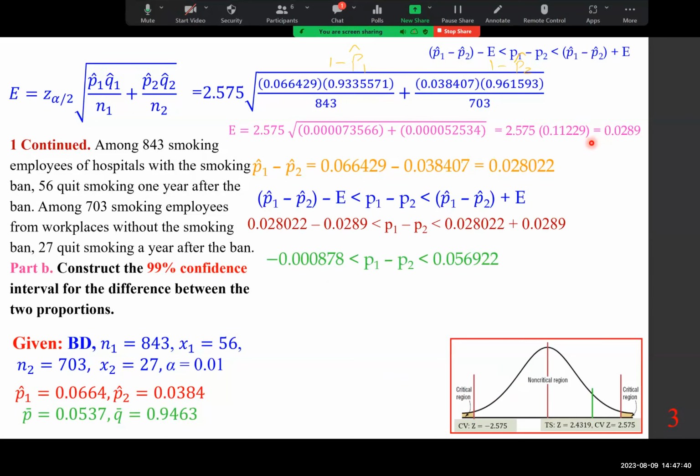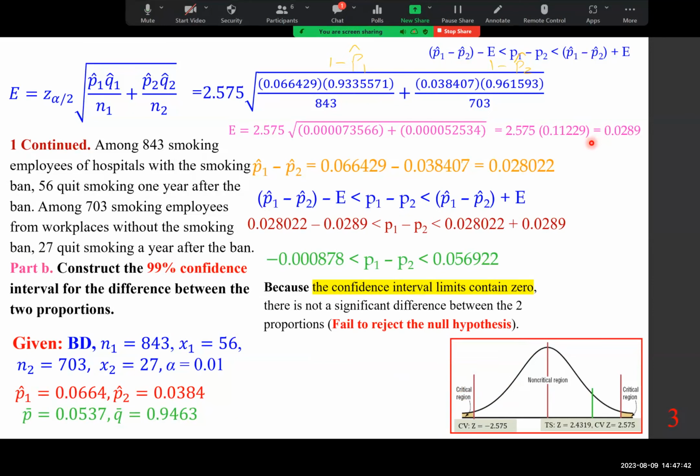Now, what is the meaning of it? This is important to understand. Because the confidence interval limits contain 0, notice, when we go from negative to positive, that means it contains 0. That's how we know that. If it goes from negative to negative, it doesn't contain 0. If it goes from positive to positive, it doesn't. But if it goes from negative to positive, it does contain 0. There is not a significant difference between the two proportions. Fail to reject the null hypothesis.